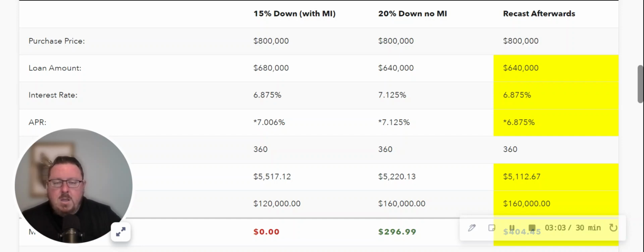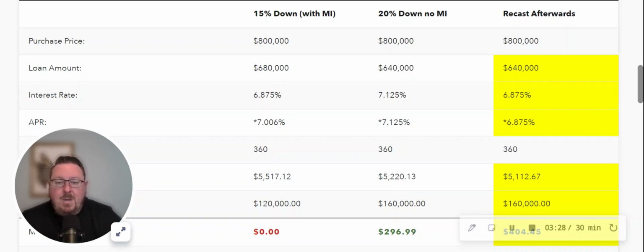Okay, so second column here, what happened if they were going to put 20% down? So again, $800,000 purchase price, in this case, $640,000 loan amount, because we're going all the way to 20% down. The interest rate actually was 7.125. So you can see that it's 0.25% higher, even if they put the actual 20% down versus 15% down and using mortgage insurance, which is totally crazy to me.